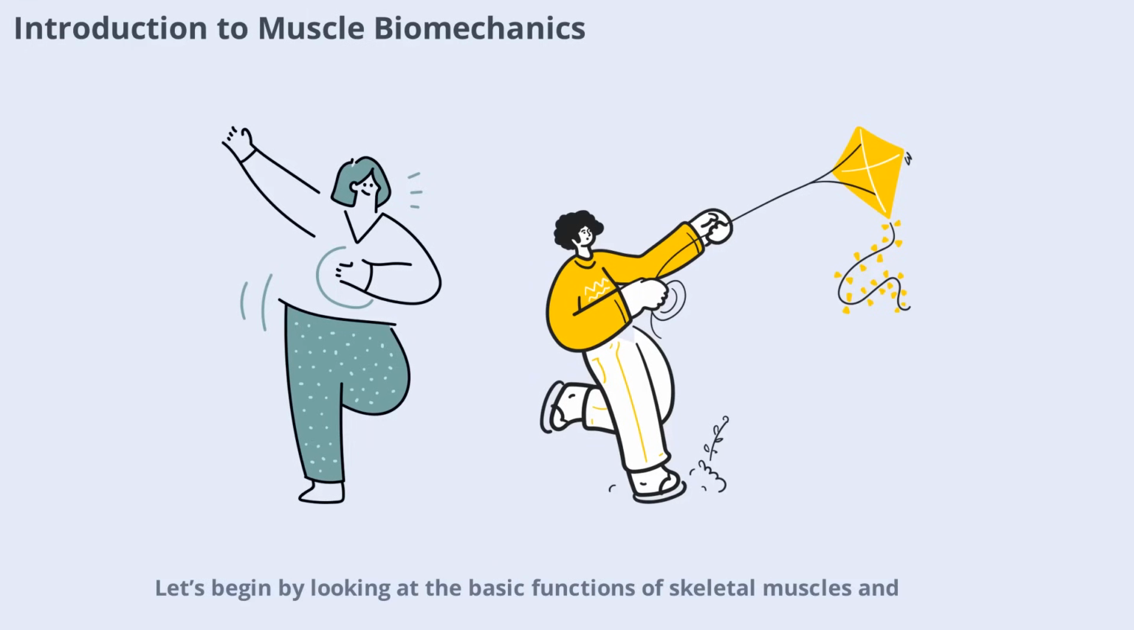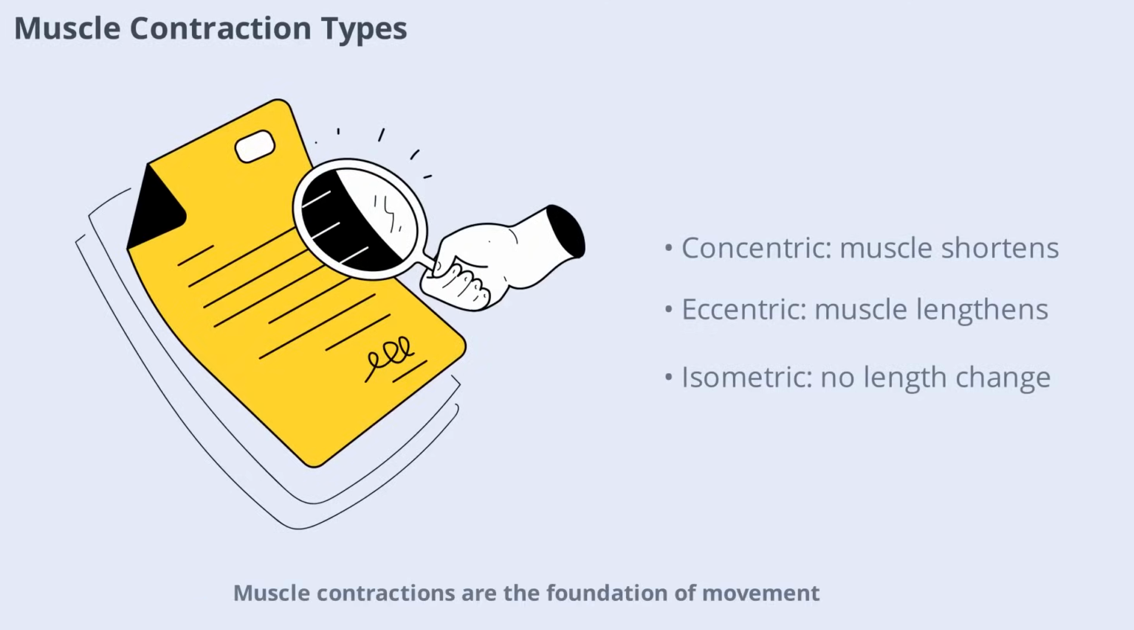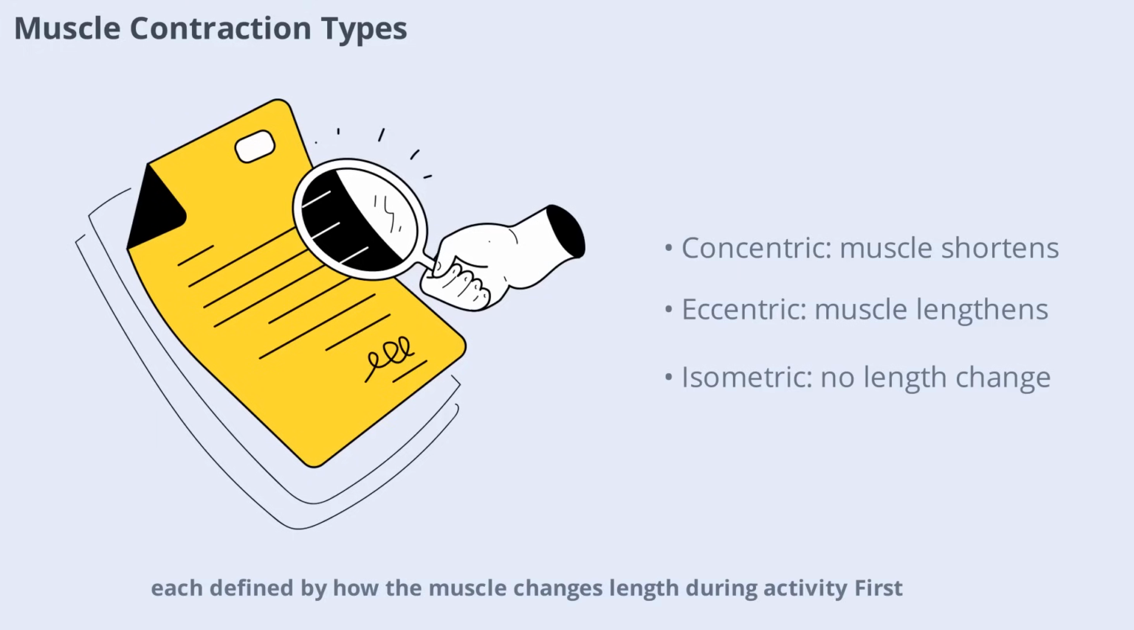Let's begin by looking at the basic functions of skeletal muscles and how they contribute to our ability to move with precision and strength. Muscle contractions are the foundation of movement. There are three primary types of muscle contractions, each defined by how the muscle changes length during activity.